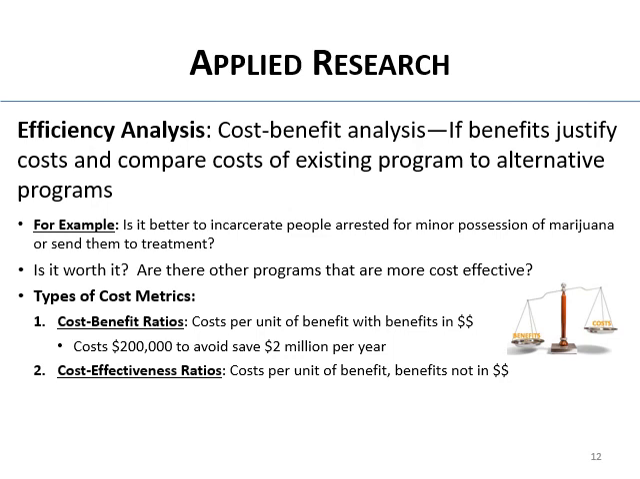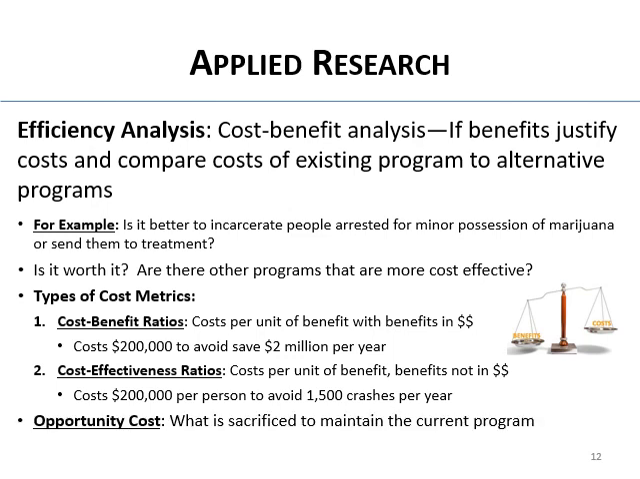There's also cost effectiveness ratios, and that's cost per unit of benefit when the benefit's not in dollars. So it costs $200,000 per person to avoid 1,500 crashes per year. So we've got our benefit not in dollars, right? It's in saved crashes, but those do translate to dollars, so it's kind of cheating.